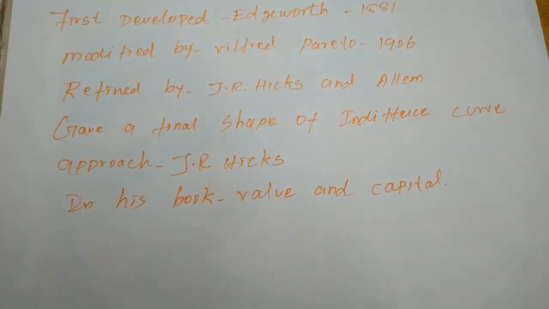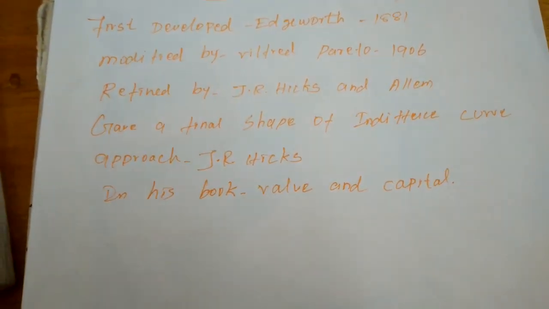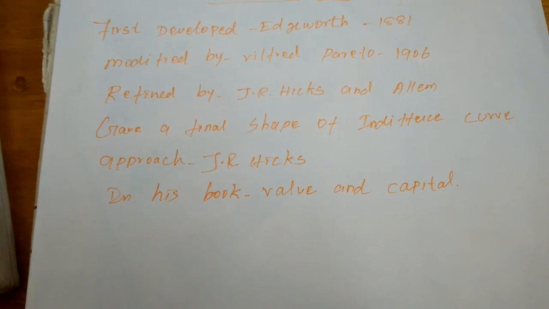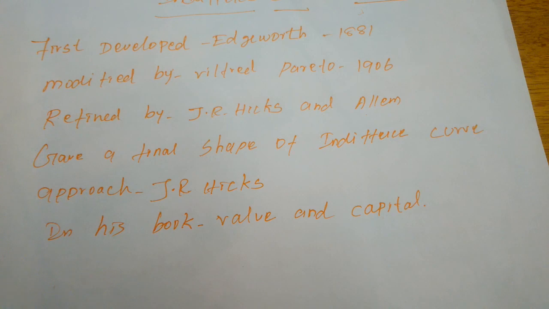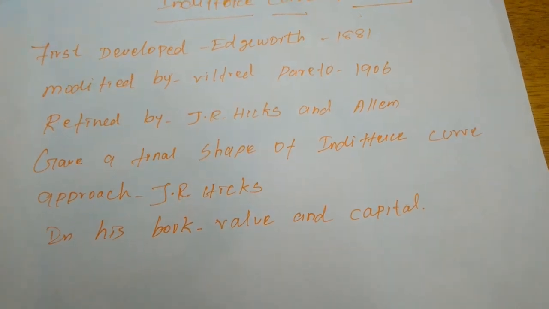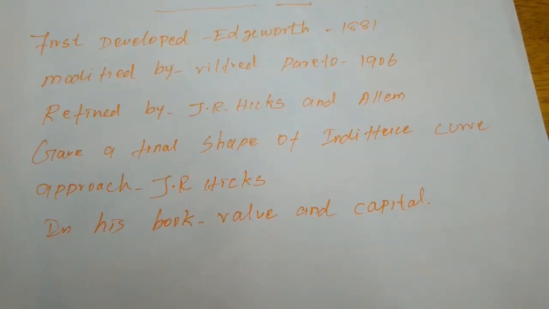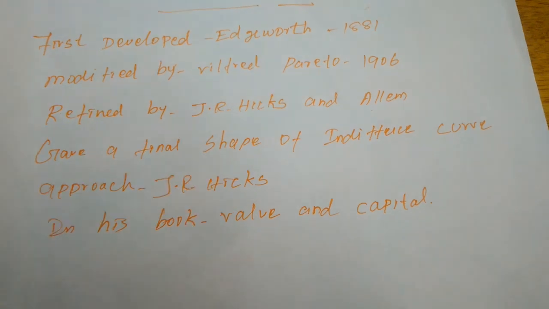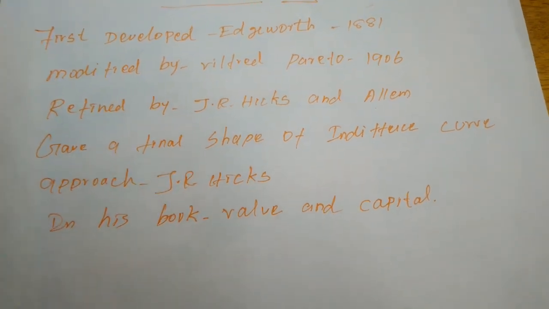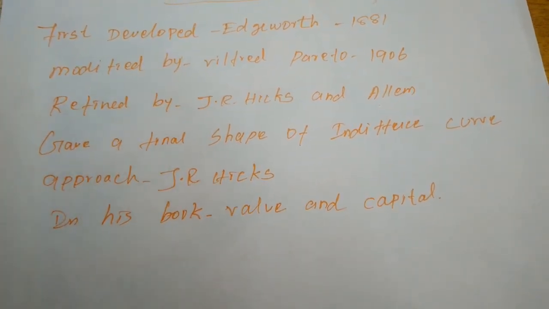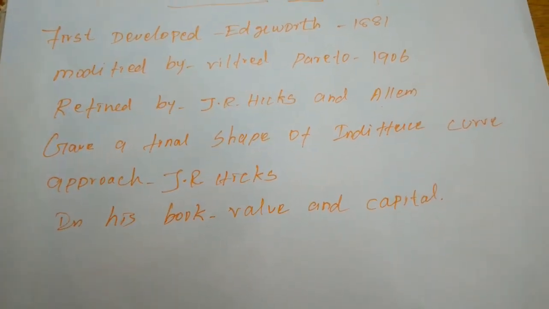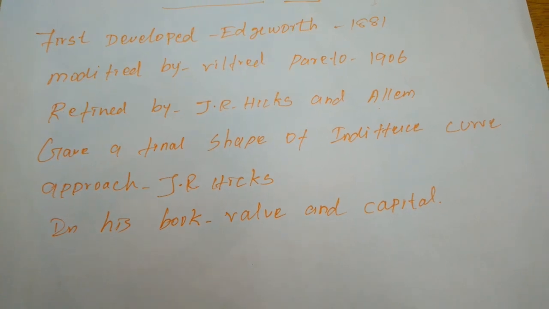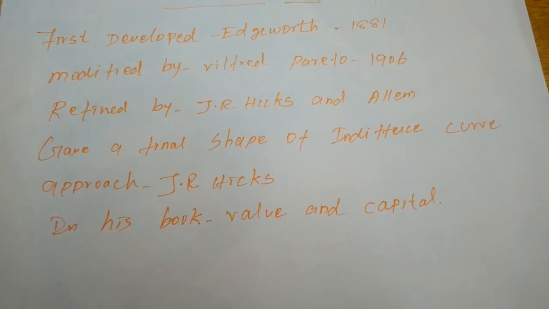Next, the consumer is consistent. This assumption is called the assumption of transitivity. Transitivity means normally we want to get more satisfaction. If you think another preference will give more satisfaction, we will select the preference which has more satisfaction.